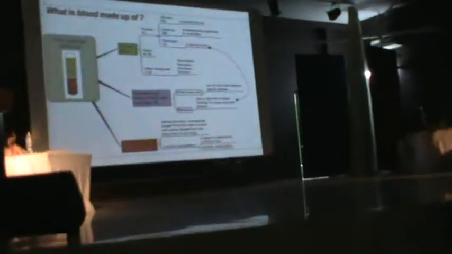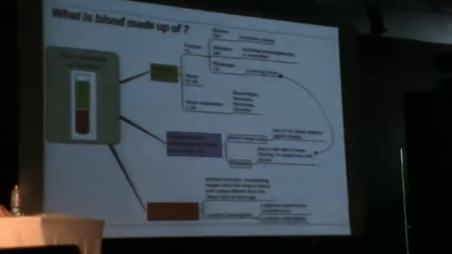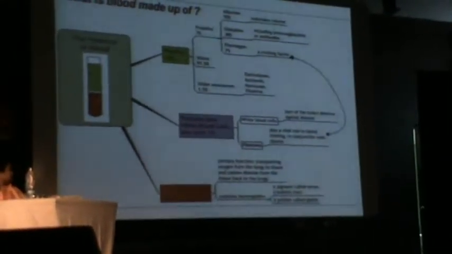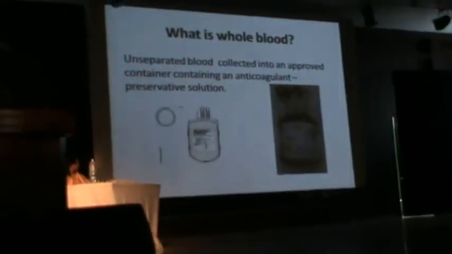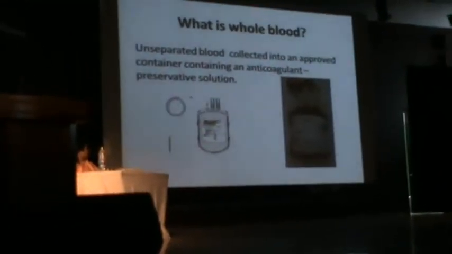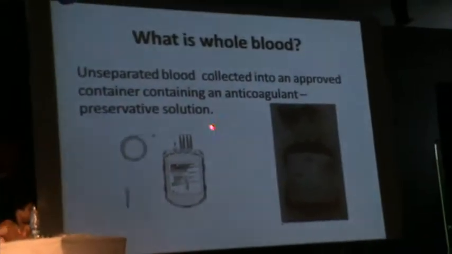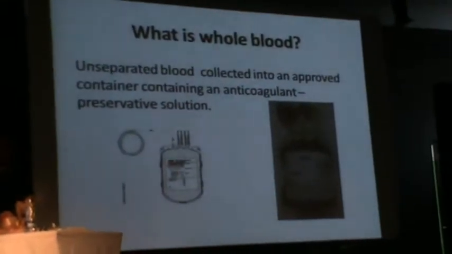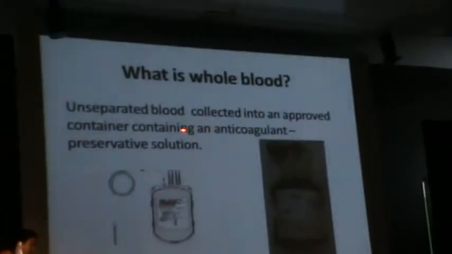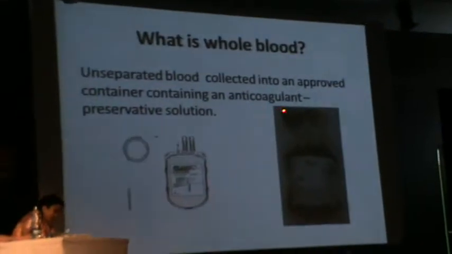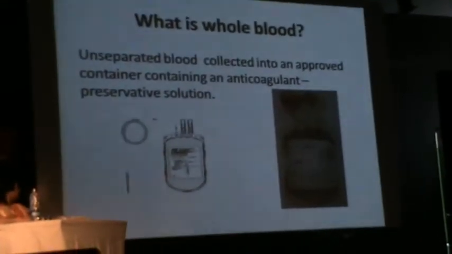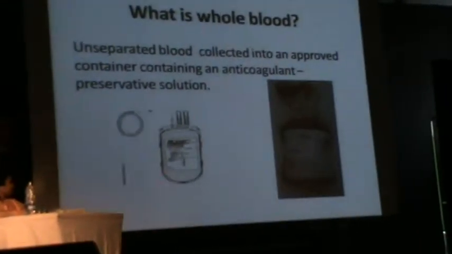So what is blood made up of? Yes, all of us know what blood is made up of because we have been learning about this since our physiology days. So then what is whole blood? Certain terminologies that we are using, just reinforcing. So whole blood is unseparated blood that is collected into an approved container containing an anticoagulant preservative solution. So that is whole blood.